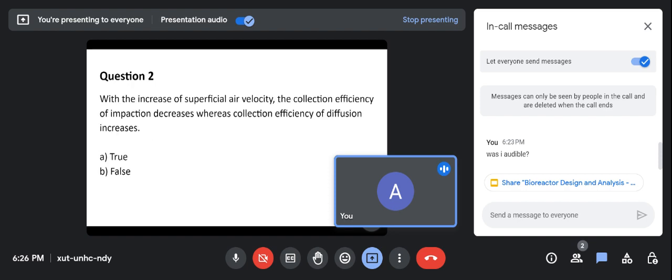So moving on to question number two, with the increase of superficial air velocity, the collection efficiency of impaction decreases, whereas collection efficiency of diffusion increases. Is it true or false?